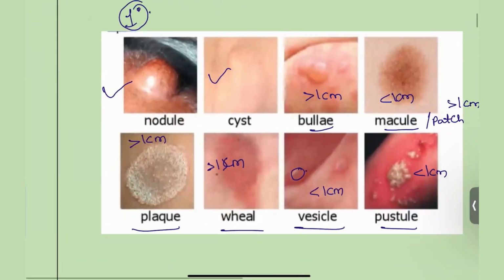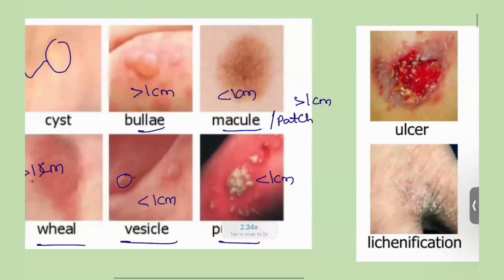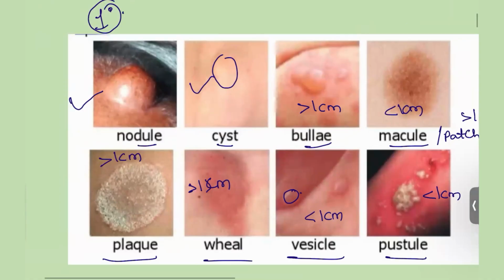A nodule consists of hard substance, same as a cyst, but the cyst will sometimes be associated with fluid, or it will again be cystic hard substance only. Next, what is the difference between the cyst and the nodule? A nodule is movable, whereas a cyst is immovable.